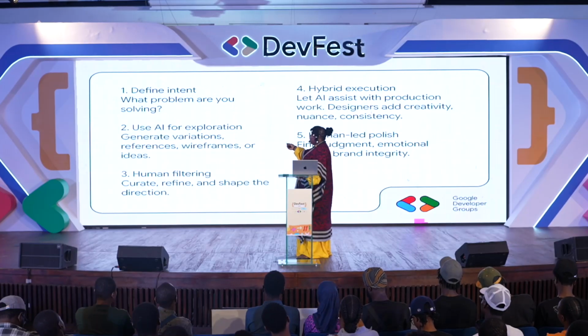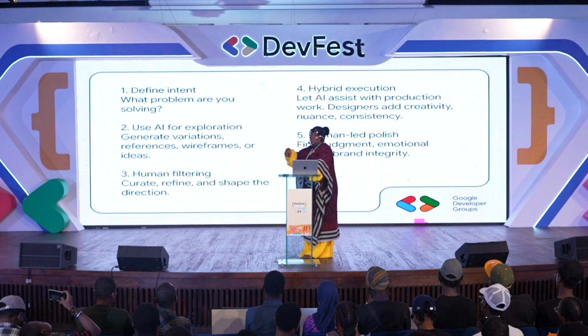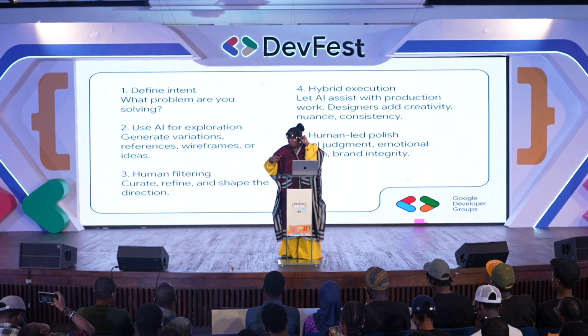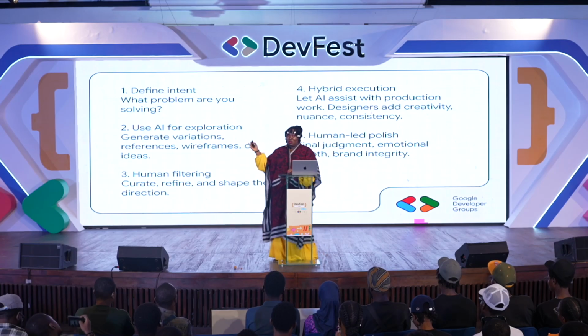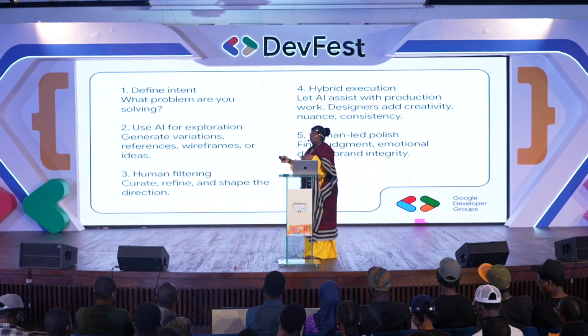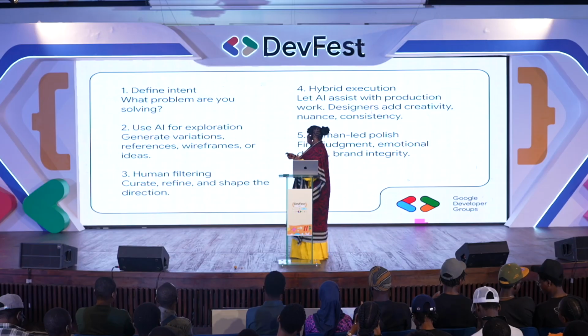And then use AI for exploration. Right? This is where you generate variations of whatever you're trying to create so that you can see what works and what doesn't work. Create wireframes or even ideas.